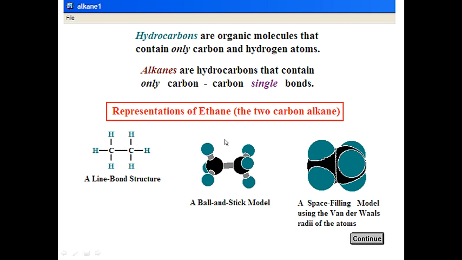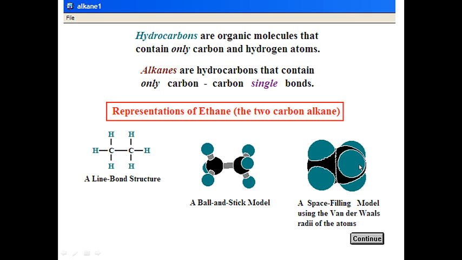So, as I've said before, hydrocarbons are molecules that contain carbon and hydrogen, and alkanes are the simplest of the functional groups because alkanes contain carbon-carbon single bonds. And there's different ways to represent alkanes. The line bond structure, which you can think of as kind of a Lewis dot structure. We'll look at the structures here as ball and stick models, which are like my little Tinker Toys that I had before. And sometimes we'll look at the models of alkanes using what are called space-filling models, where the atoms actually have the van der Waals radii.